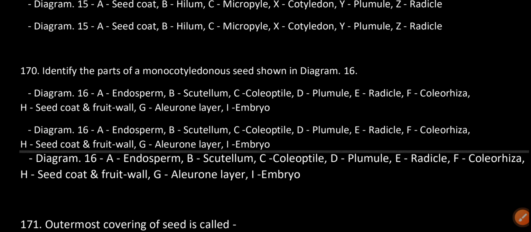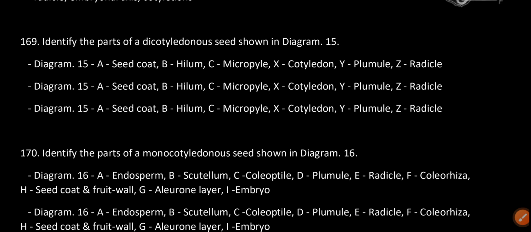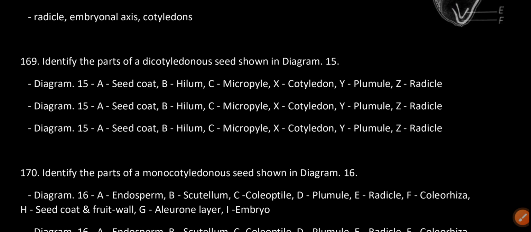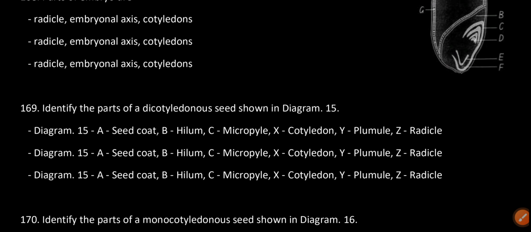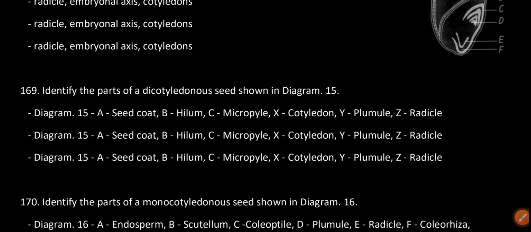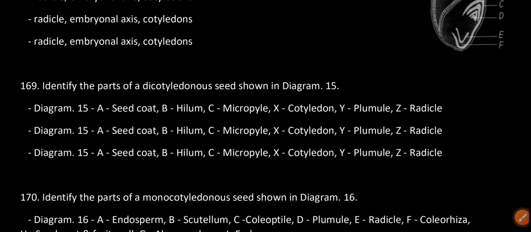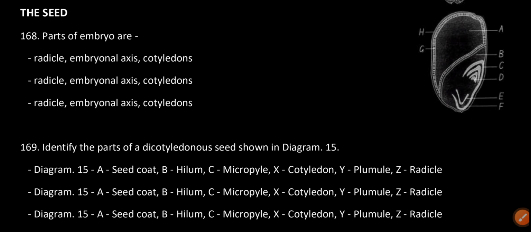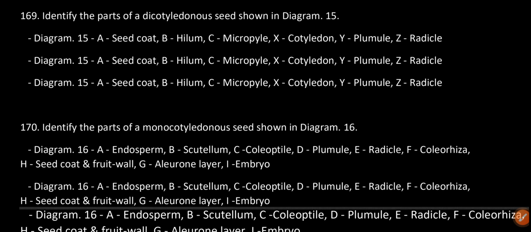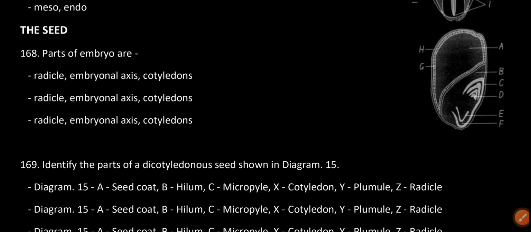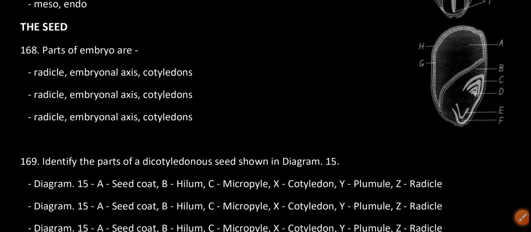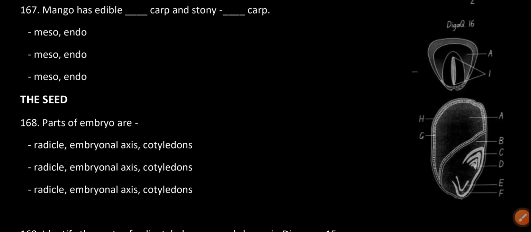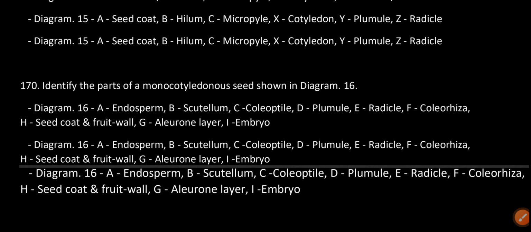Identify the parts of a monocotyledonous seed shown in diagram 16. A is endosperm. B is scutellum. C is coleoptile and D is plumule. E is radicle. F is coleorhiza. G is aleurone layer. H is seed coat and fruit wall. And I is embryo.